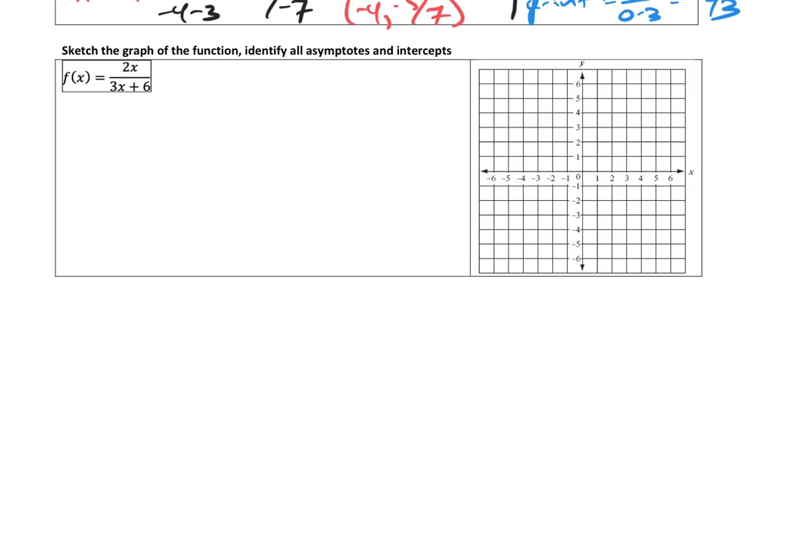Okay, I'll let you guys know there are no holes because my numerator and my denominator are not going to have any common factors. So we're going to jump into finding our asymptotes. I'm going to start by finding my vertical asymptote.